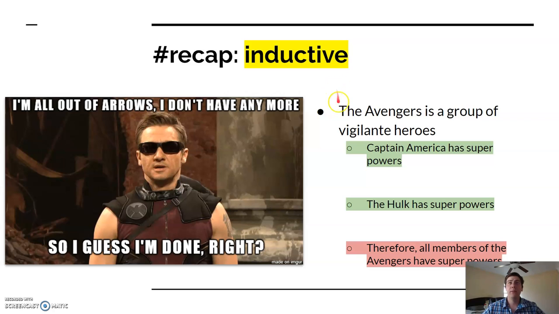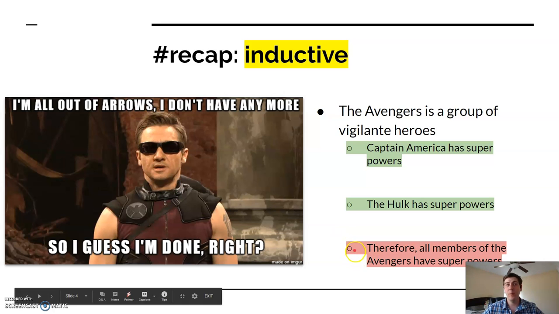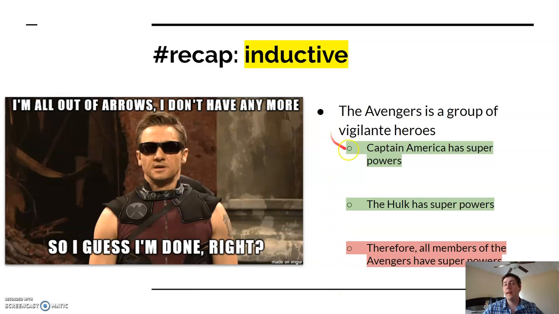Okay, inductive reasoning. I made this myself. The Avengers is a group of vigilante heroes. Okay, so that's a broad statement. Captain America has superpowers. The Hulk has superpowers. Therefore, all members of the Avengers must have superpowers. Okay? So you're taking general concepts that sound logical, sound true, and you're making a conclusion from those things, right? However, as we all know, Hawkeye has no superpowers. He's just a guy with a bow and arrow.